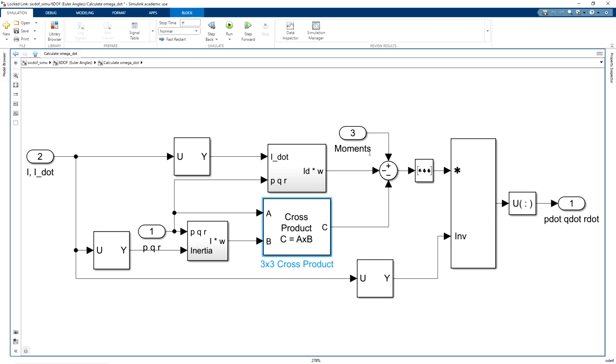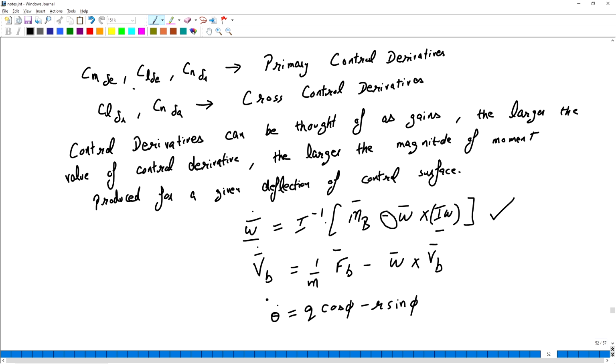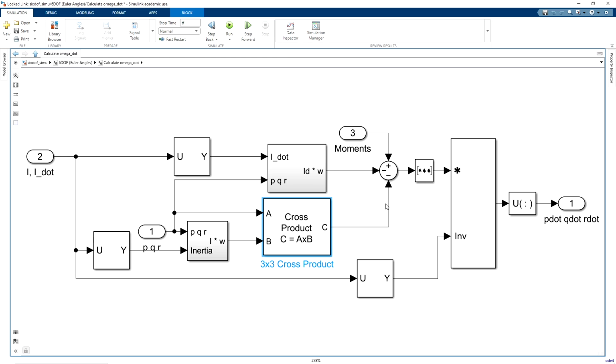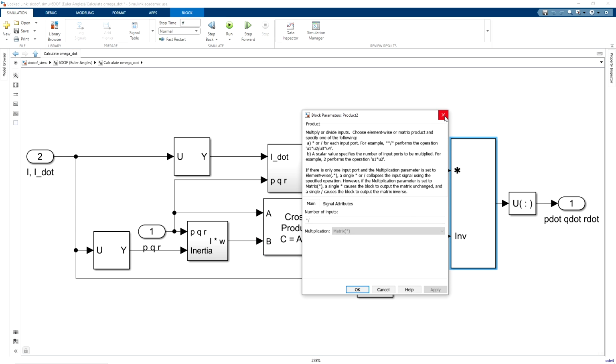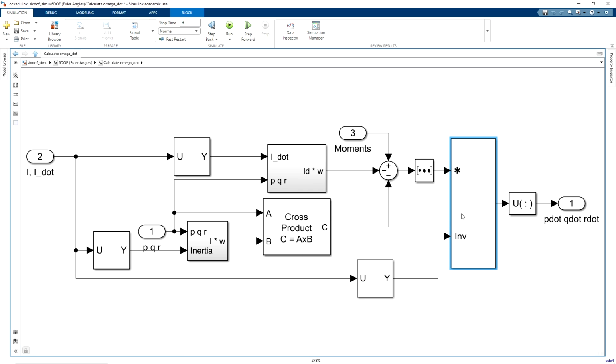Yes, the moments are added, and we see another term, that is I dot. Since the mass is fixed, inertia is not varying, so this will be 0 in this case. And finally we have I inverse multiplied by this whole equation. If you double click, this is the product block, multiplied by this I inverse. So finally we get the p dot, q dot and r dot equation.